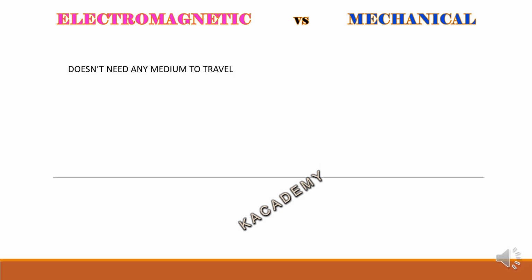So we will start by discussing the differences between electromagnetic and mechanical waves. As the name implies, electromagnetic waves are a combination of electric and magnetic signals. Electromagnetic waves do not need any medium to travel, meaning that they can travel in free space or in vacuum. And electromagnetic waves move at the speed of light, which is 3 times 10 to the power 8 meters per second, or 300,000 kilometers per hour.